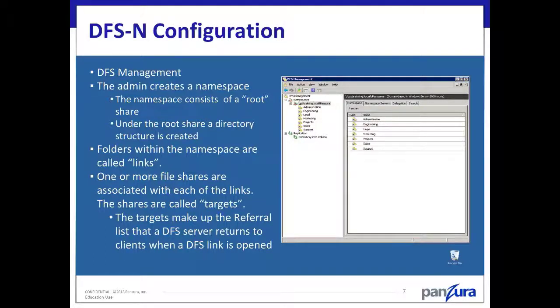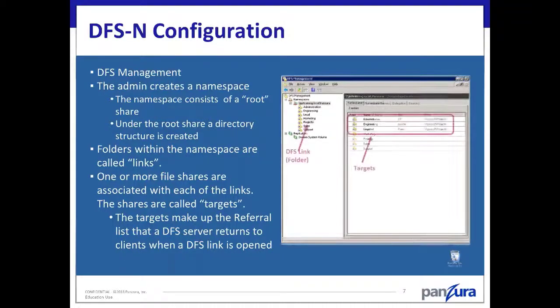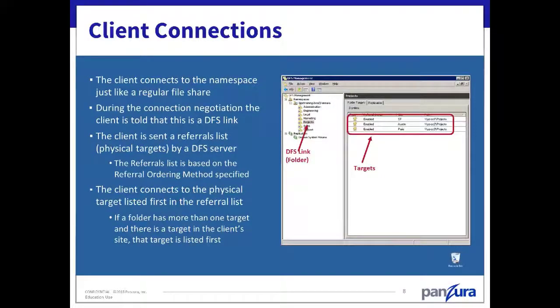These links can have one or more physical targets associated with them. In this case, projects has targets in San Francisco, Austin, and Paris. These targets make up the referral list that the DFS server sends to the clients when the client attempts to open the link. Now, the client connects to the namespace just like a regular file share.